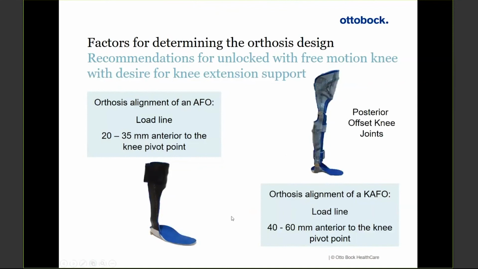So when we look at positions, for an orthotic AFO load line, we wanted about 20 to 35 millimeters anterior to the knee pivot. You'll notice there's quite a bit of play because we're trying to address where the patient feels most comfortable. But if we have an offset knee joint, as you would predict, it's 40 to 60 millimeters anterior, because we already have that stability built into the design of the KFO. On again to the next one.